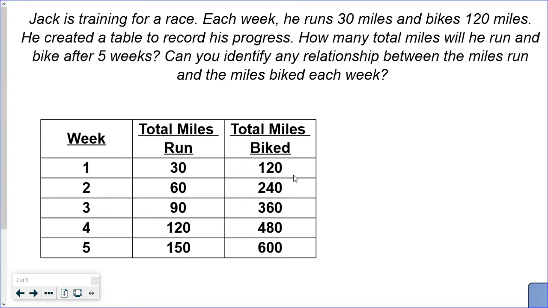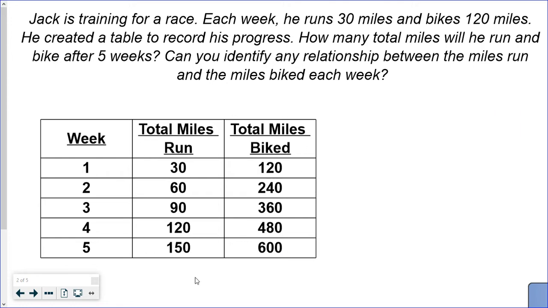We do the same thing with the bike. With the bike, though, it's a little different. I'm not adding 30 every time. I'm adding 120 because he did 120 miles each week. So at the end of the first week, he was at 120 miles. Second week, 240, then 360, 480, and then finally, he was at 600 miles.